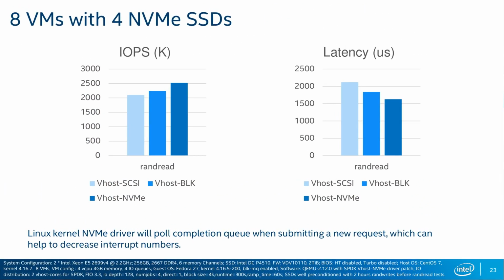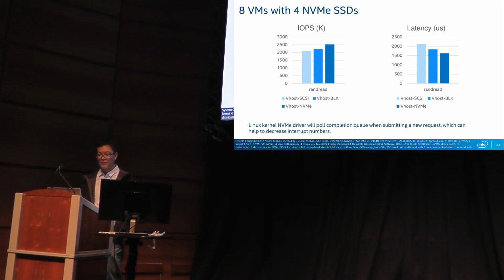And the other one is we started 8 VMs with 4 NVMe SSDs. This is kind of some common use scenarios. Users may want to share one NVMe SSD with different VMs. So this is another test scenario. So we can see for the vhost NVMe solution, it will get better IOPS, and for the latency part, we'll have lower latency.